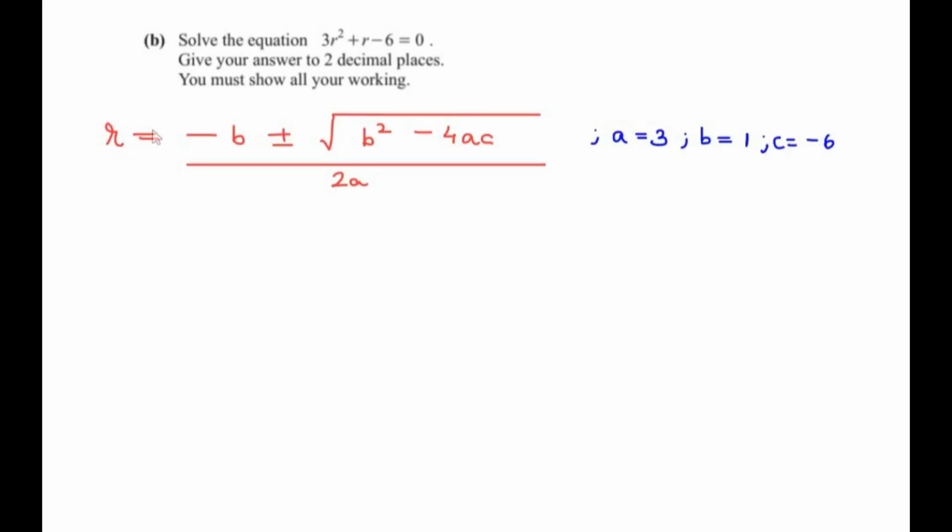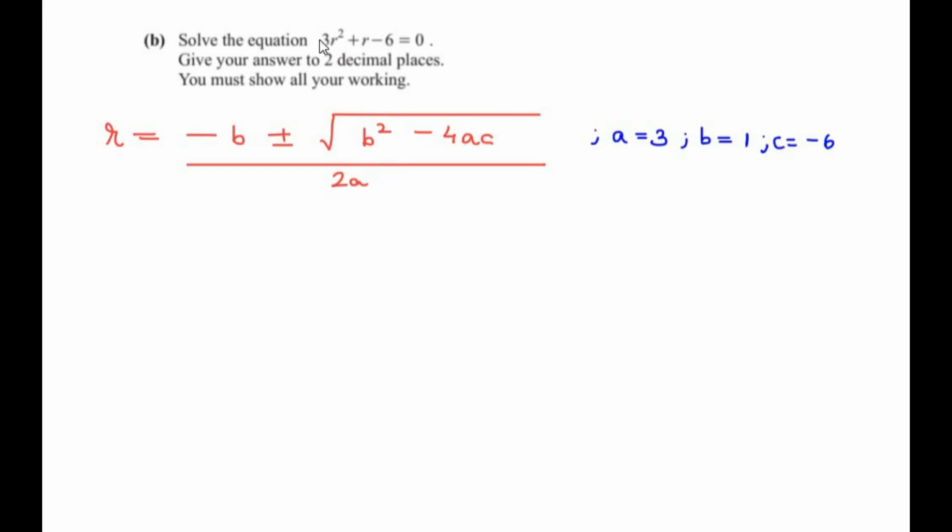Solve the equation 3r² plus r minus 6 equals 0. Give your answer to 2 decimal places and you must show all your working. Now to solve this, I'm going to make use of the quadratic formula. Since the equation is in terms of r, we write r is equal to minus b plus or minus the square root of b² minus 4ac, over 2a. This is our quadratic formula.